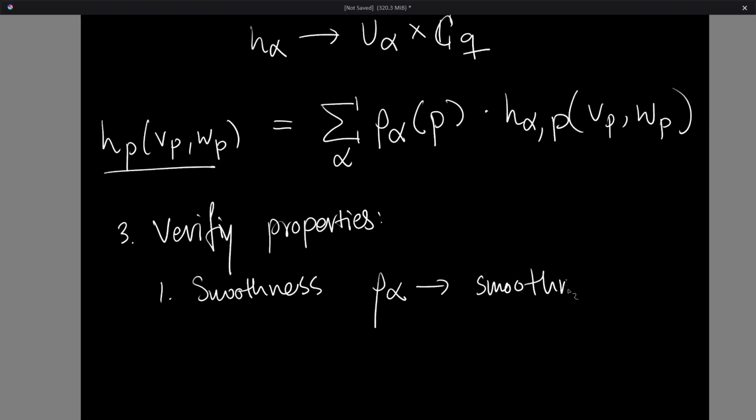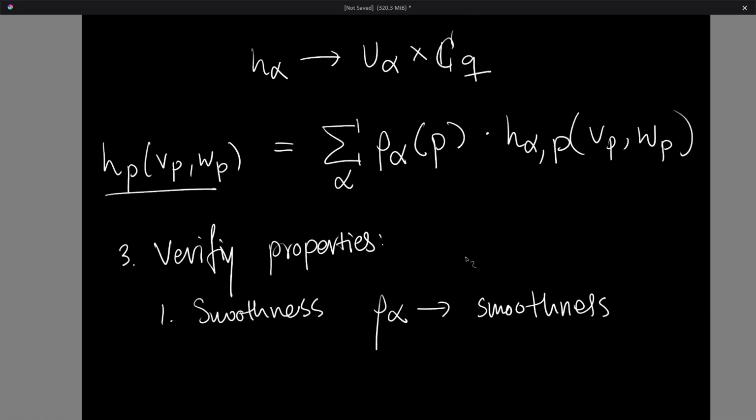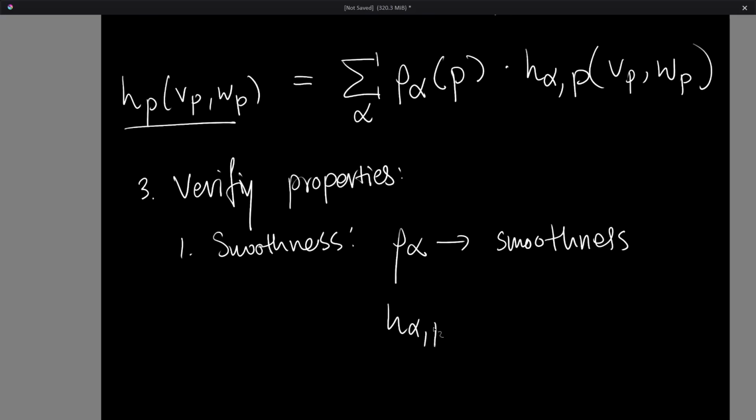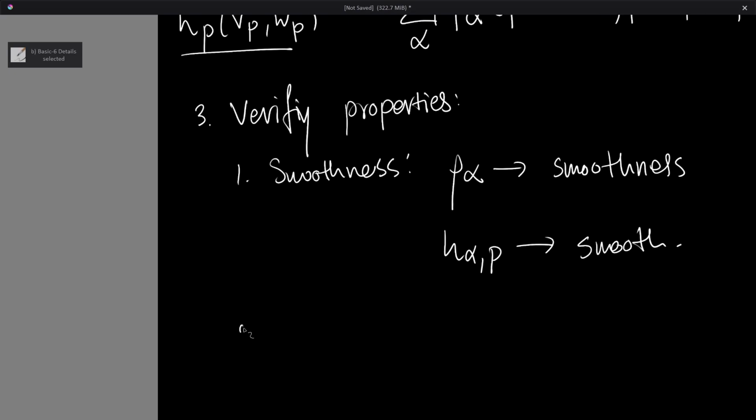There's a theorem. Maybe I will link it in the lecture notes. There's a theorem that says that a smooth partition of unity is available over any open cover of a differentiable manifold. So smoothness: H alpha P is defined to be smooth. It's defined to be a smooth assignment. So their composition is then a smooth assignment as well.